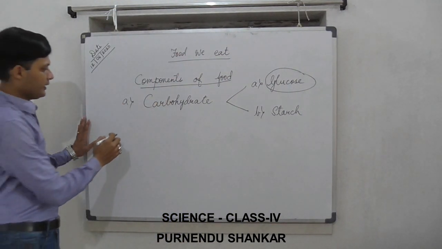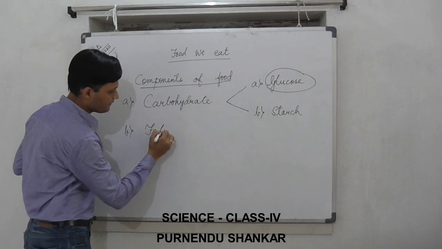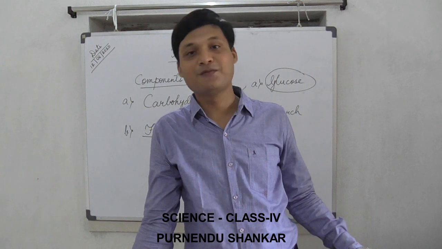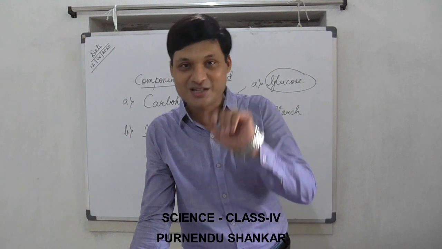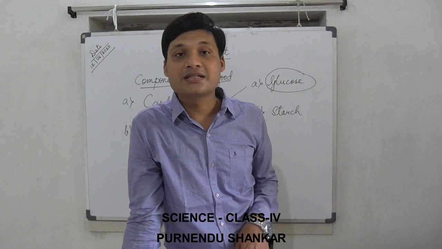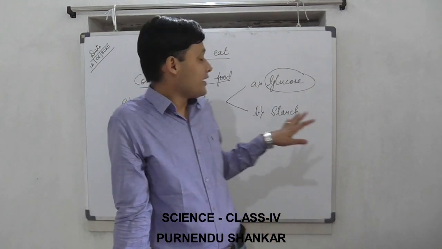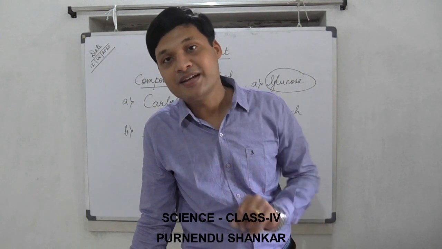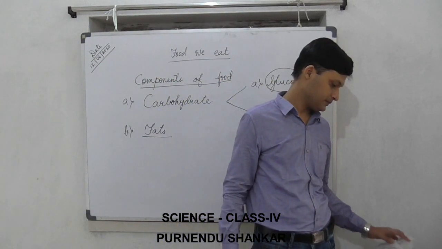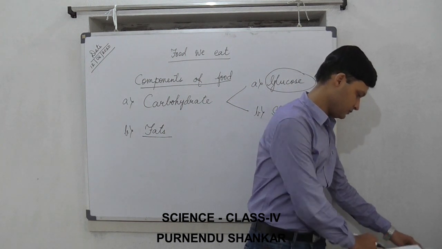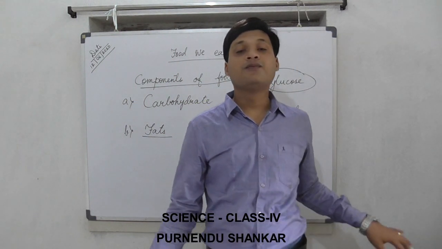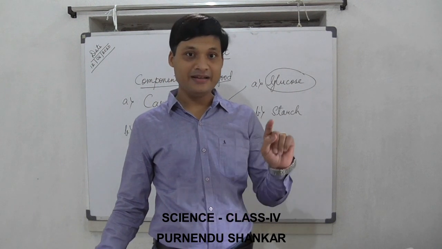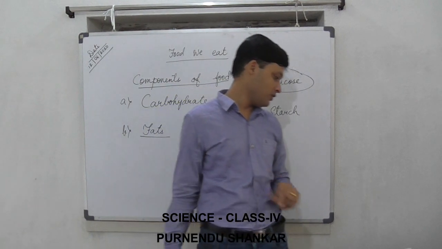Second component of food is B, fats. What is this fat? Fats are also energy giving food. But what is the difference between carbohydrate and fat? When both are energy giving food, there must be some difference when they are classified differently. The difference is that carbohydrates provide us instant energy, and fats need to be digested. After that we get energy. Fats are found in foods such as butter, ghee, oil, nuts, etc. Fats give us more energy than carbohydrate.